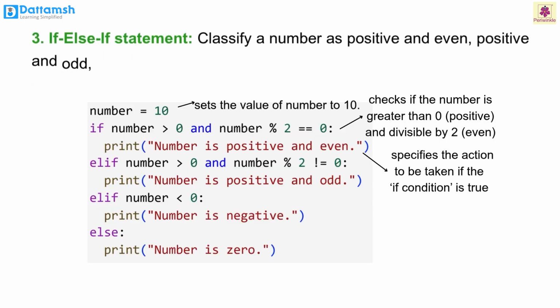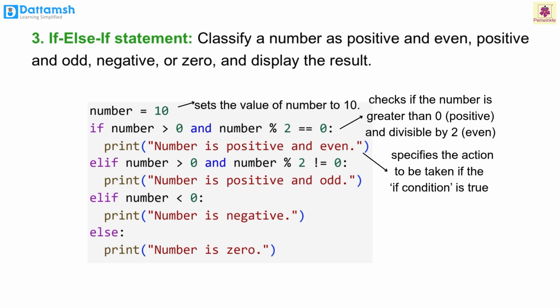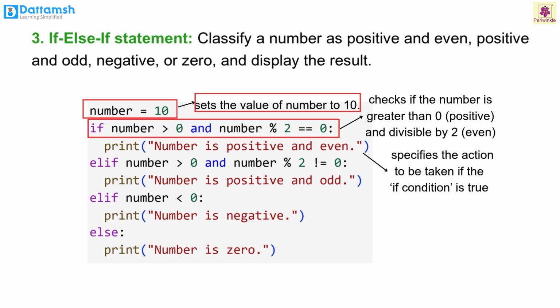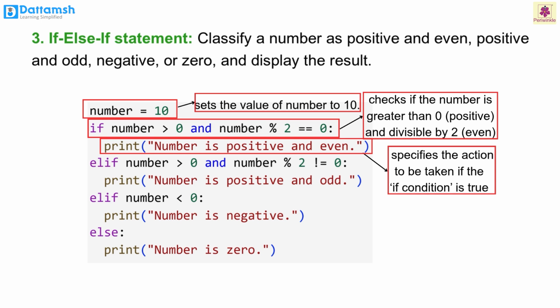If-else if statement. Classify a number as positive and even, positive and odd, negative or 0 and display the result. Here, number is equal to 10. This sets the value of number to 10. If number is greater than 0 and number % 2 double equal to 0, this line checks if the number is greater than 0, positive, and divisible by 2, even. Print number is positive and even. This line specifies the action to be taken if the condition is true.